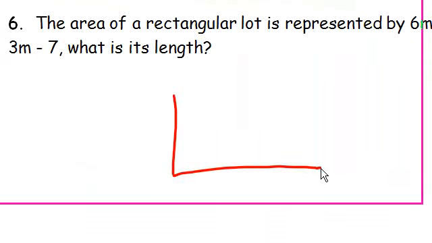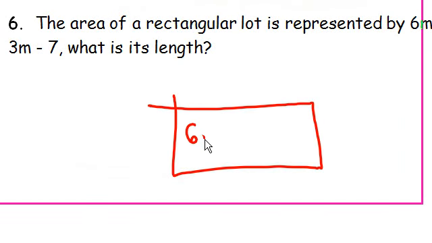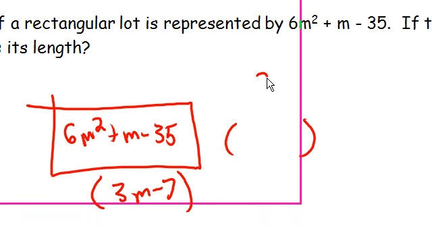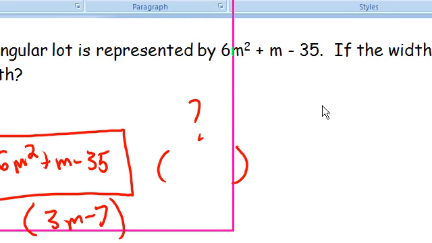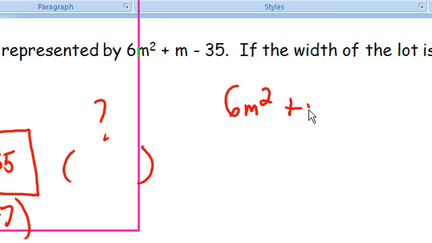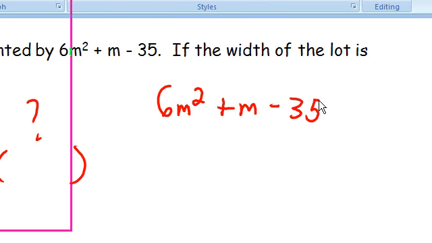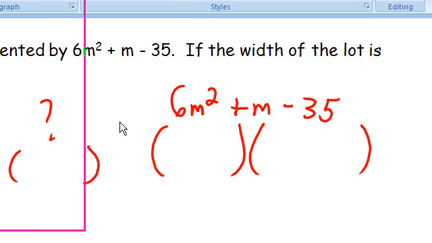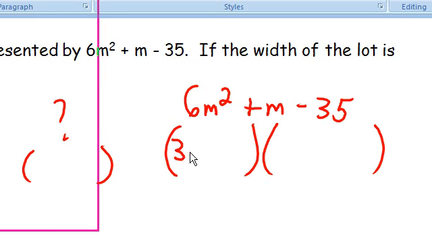Alright, let's finish this up. There's our rectangle with an area of 6m squared plus m minus 35. They gave us a side length, 3m minus 7. Find the other side length. Alright, well, let's see here. What we would normally do is we would take 6m squared, if we were to factor it, plus m minus 35. We want to figure out what the factors are. Well, they already gave us one, 3m minus 7.